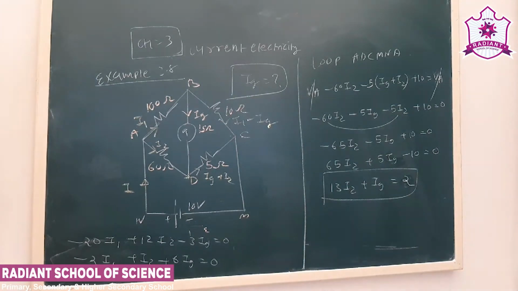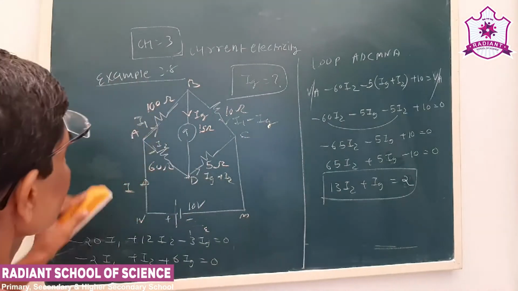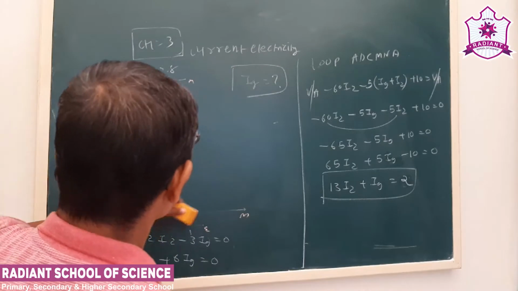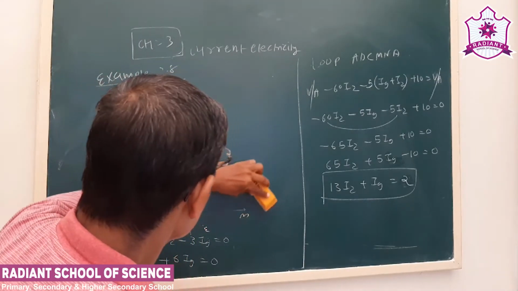Now we want Ig, so we have to eliminate I1 or I2 from the equations. This is our set of equations.